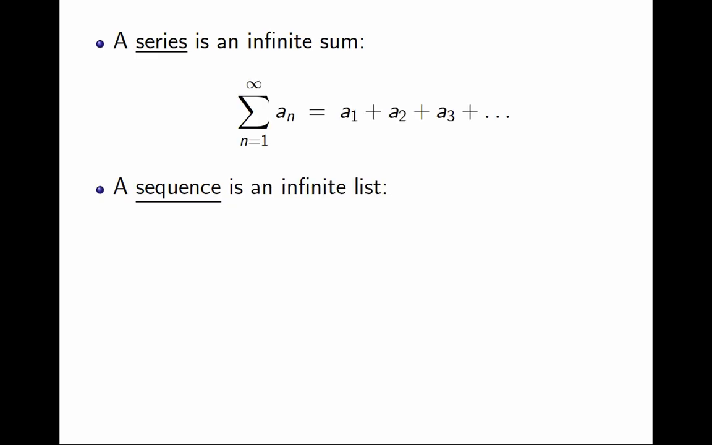Here is what an infinite sum may look like. I have these numbers, a1, a2, a3, and so on, and I want to add them up. And here are the same numbers just as a list. They could be the same numbers, but when I think of a sequence, I'm not trying to add them. I probably want to compute the limit of this list. And when I write them as a series, I want to add them, and I don't want to compute the limit, I want to compute the value of the sum.